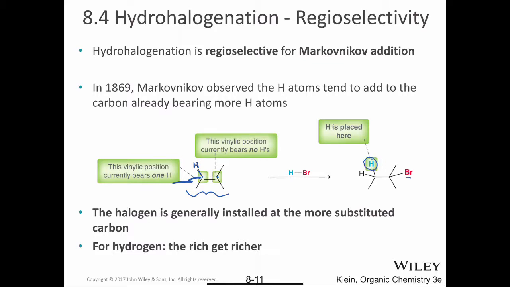So the halogen is generally installed at the more substituted carbon. And this is a saying that my students taught me, which I like: for hydrogen, basically, the rich get richer. The carbon that contains the most hydrogen atoms is the one that's going to take on the extra hydrogen atom, and the halogen will go to the other carbon atom.